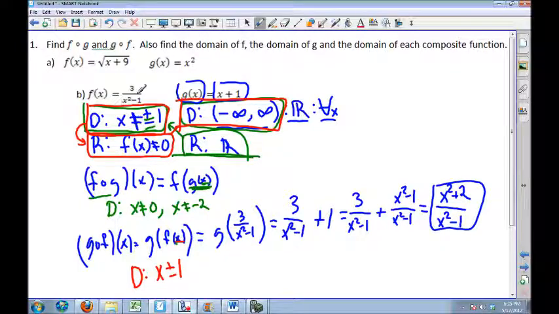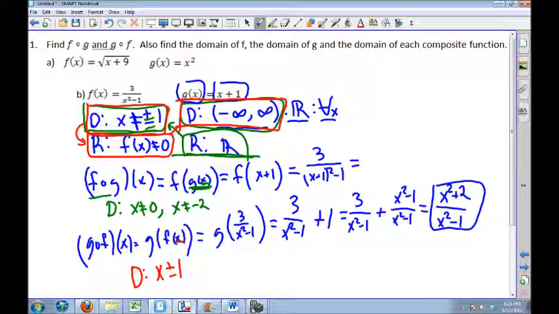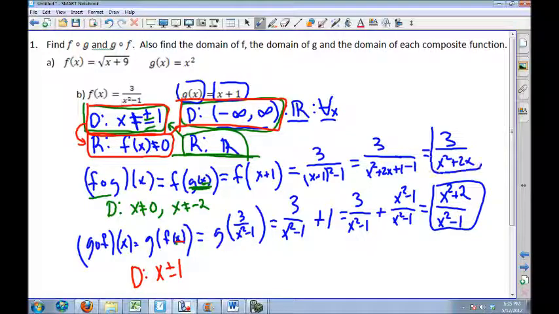Also, I should probably go ahead and find my first composition, since I skipped that. Here I'm taking the value f of g of x, which is x plus 1, and plugging that into my function for f, which gives me 3 over x plus 1 quantity squared minus 1, which equals 3 over x squared plus 2x plus 1 minus 1, which equals 3 over x squared plus 2x. There are my two compositions, their domains, as well as the domains of my original functions.